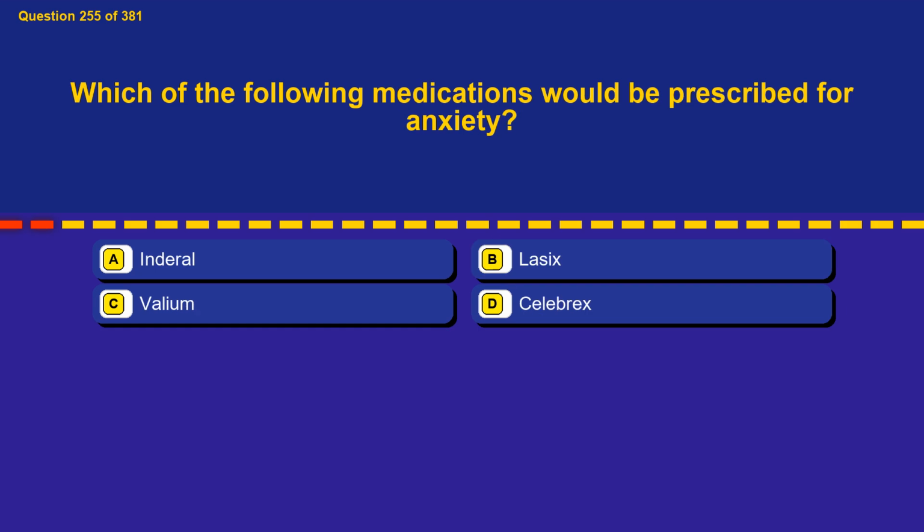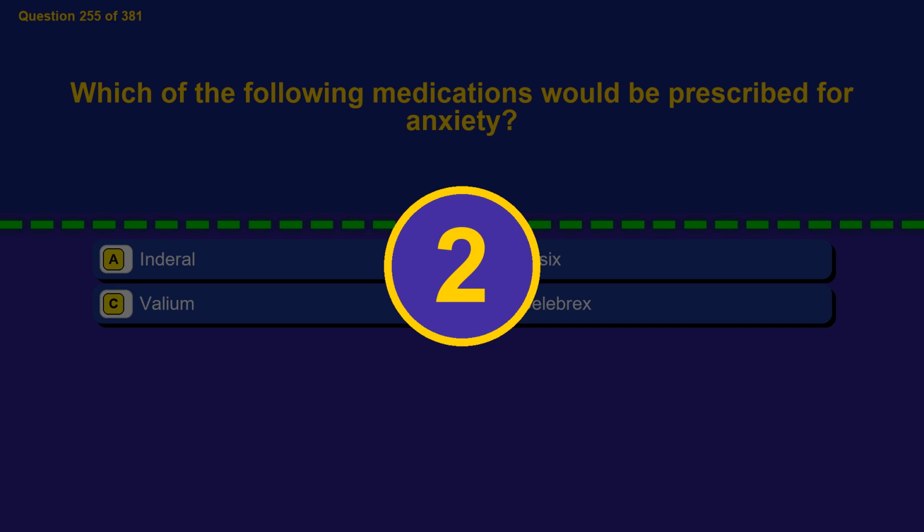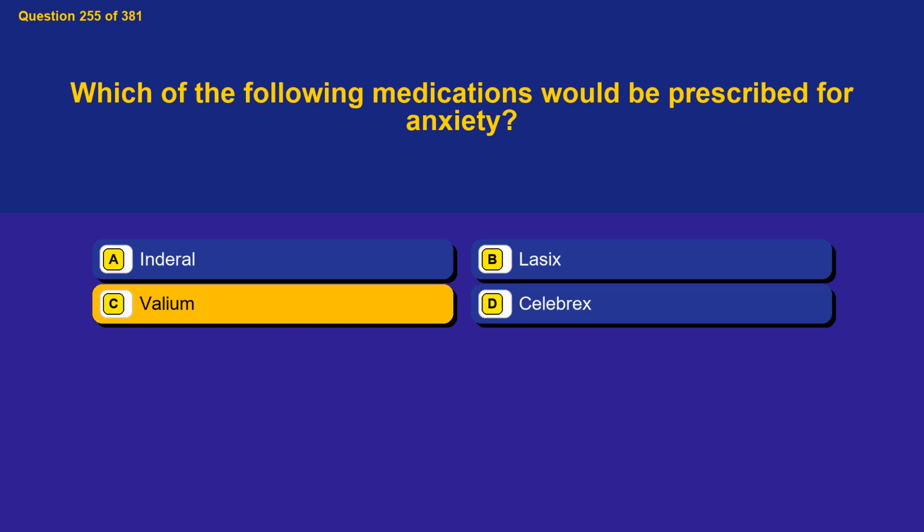Question 255. Which of the following medications would be prescribed for anxiety? Option A, Inderal. Option B, Lasix. Option C, Valium. Option D, Celebrex. The correct answer is option C, Valium.